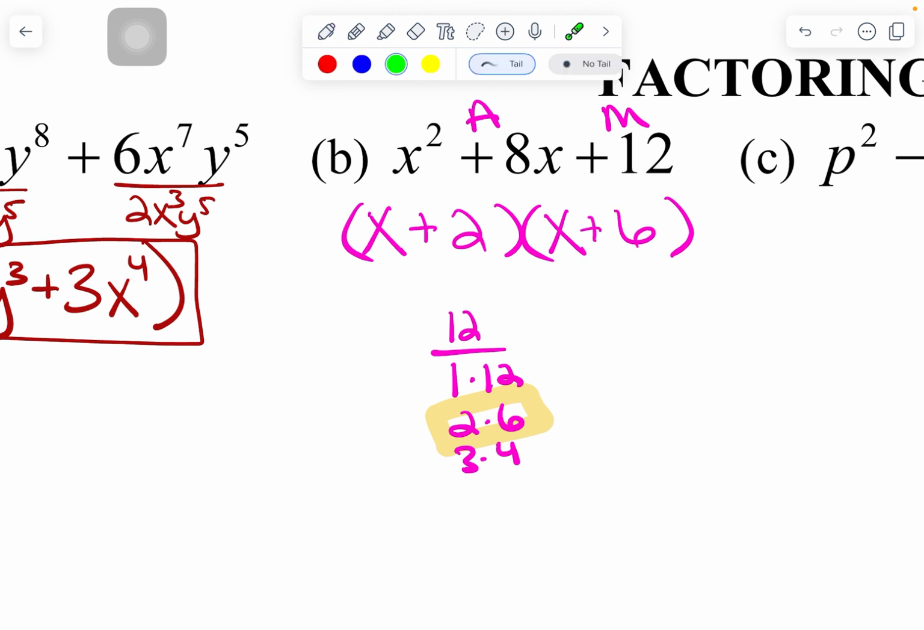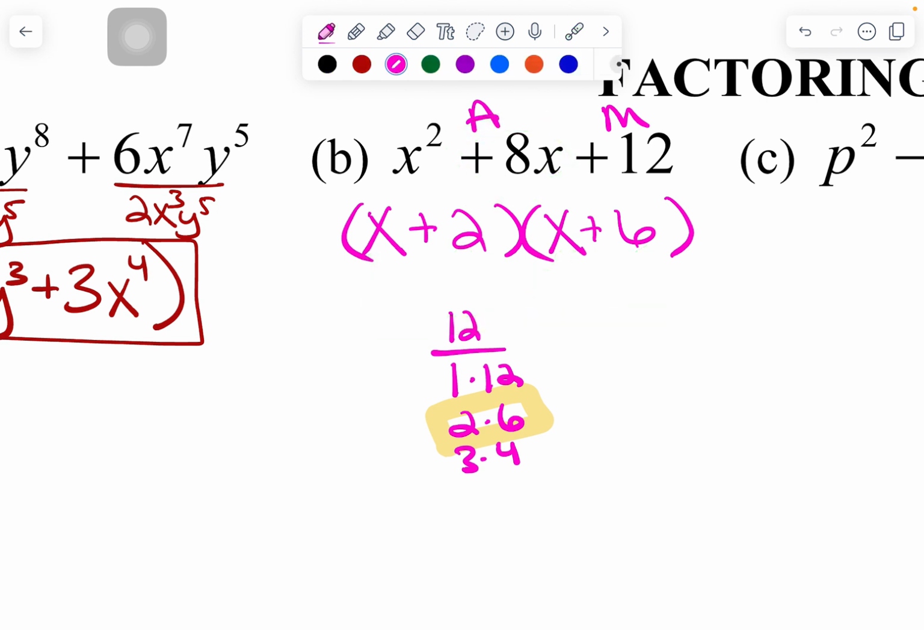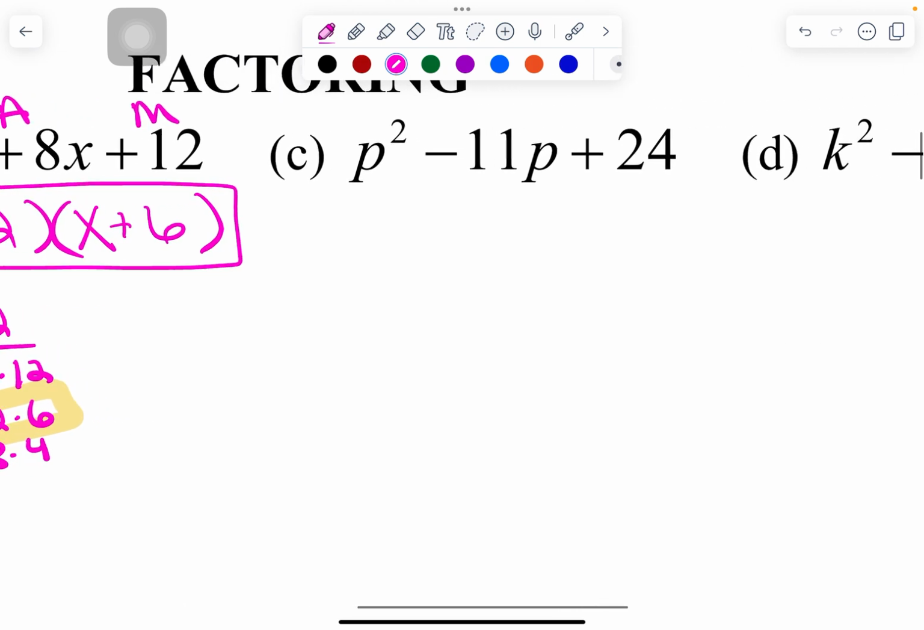If you want to check, you're going to do x times x, x squared. 2 times 6 is 12. The inside terms make 2x. The outside terms make 6x, which adds up to 8x. Those are the correct factors. All right, so that's part B. Let's slide on over to part C.